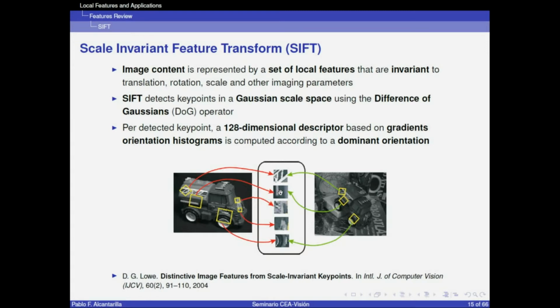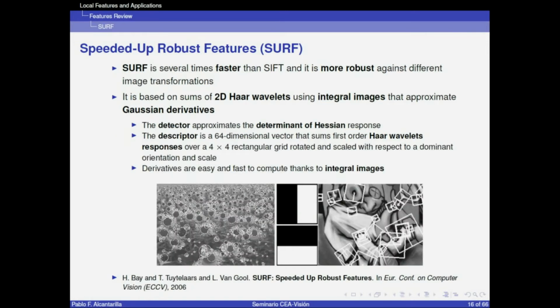Years after SIFT was proposed, a new method came, the Speeded Up Robust Features, or SURF. SURF was inspired by SIFT, but SURF is several times faster than SIFT, and it's a bit more robust against different image transformations. The reason why SURF is faster than SIFT is because it's based on sums of 2D Haar wavelet responses that approximate Gaussian derivatives. These Haar wavelet responses are computed in a very fast way thanks to integral images, a special representation of the image that allows for very fast computation of box filters.